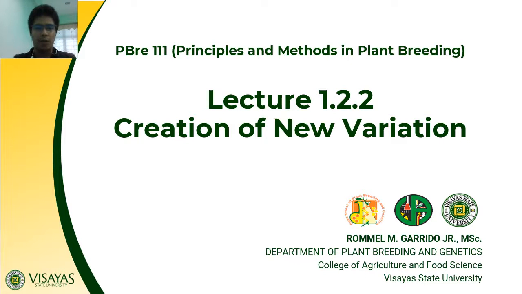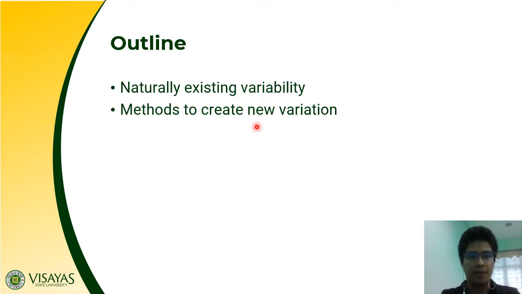In this lecture, we will talk about the methods of creating new variation in case your germplasm or collection lacks a certain level of genetic variability for the trait or gene of interest. So here's the outline. We only have two topics. We will talk about the naturally existing variability and the methods to create new variation.